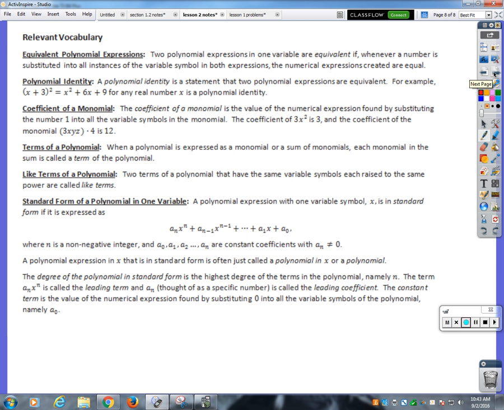All right, so there's some vocabulary. That looks really intimidating, doesn't it? You don't have to write it down. We'll just chat about it. Equivalent polynomial expressions. What does it mean for polynomial expressions to be equivalent? They're the same. Yep, equivalent, the same. Polynomial identity. That's basically the same thing. Coefficient term. Yeah, nobody cares. All right. Any questions about this stuff? No. You're good? All right.